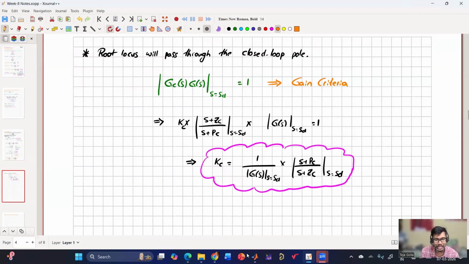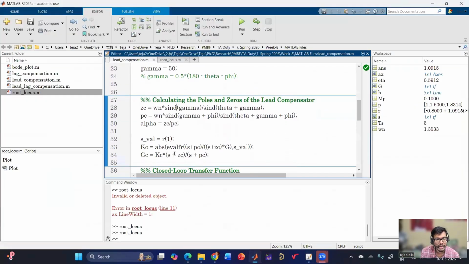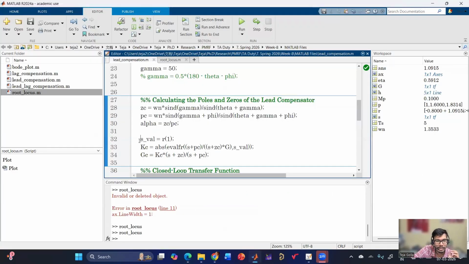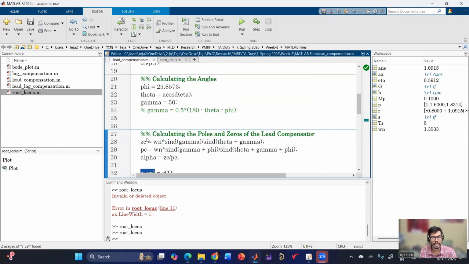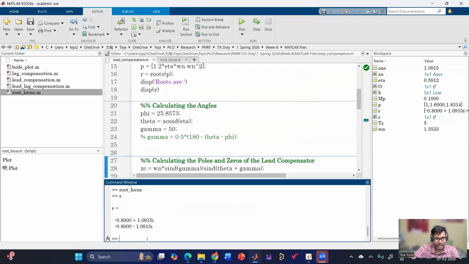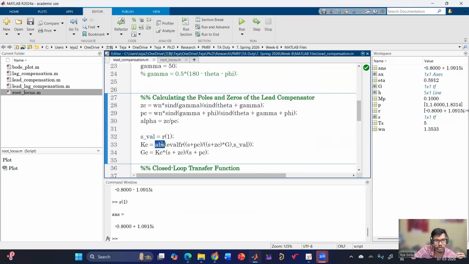But in the meantime, how to calculate Kc? Let us quickly check it. My Kc is the magnitude of (S plus PC) by mod G of S into (S plus ZC), right? Which is what I have written. So this is the command to calculate that. What is my S value? The closed loop pole, which I am getting from these roots. So from these roots, my R corresponds to the closed loop poles and R of 1 corresponds to one of them. At this one point, I'm calculating the absolute value, which will give me my Kc.